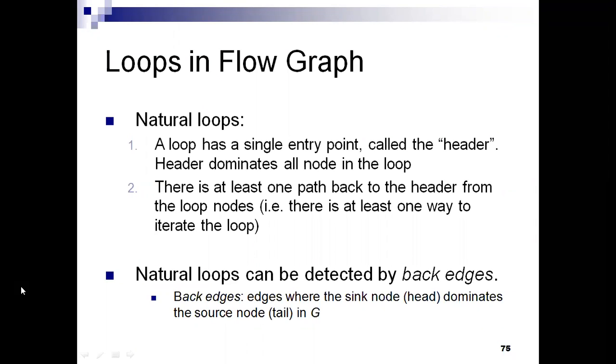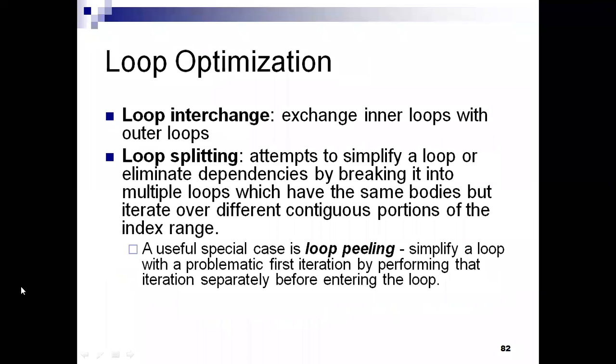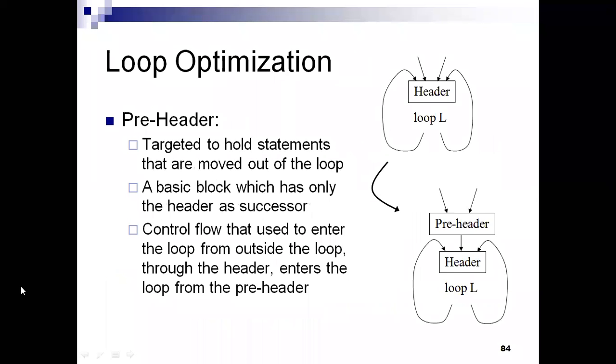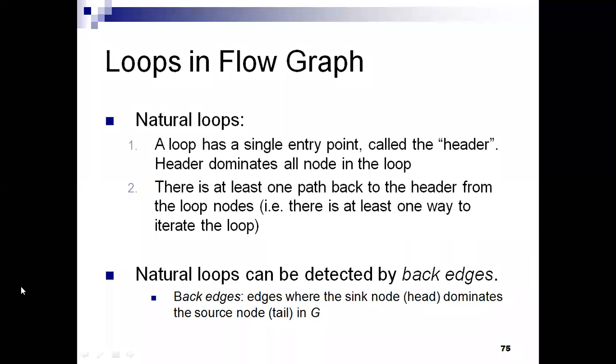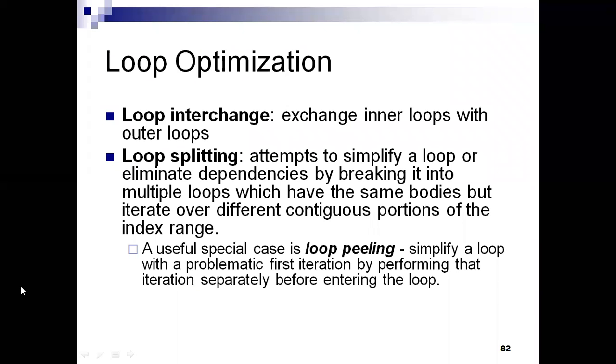After knowing how to represent the dominators, now the concept is about different types of loops. Here I explained about a natural loop, and now we have the other loops, like loop interchange. What is the meaning of loop interchange? Exchanging inner loops with outer loops can be called a loop interchange.